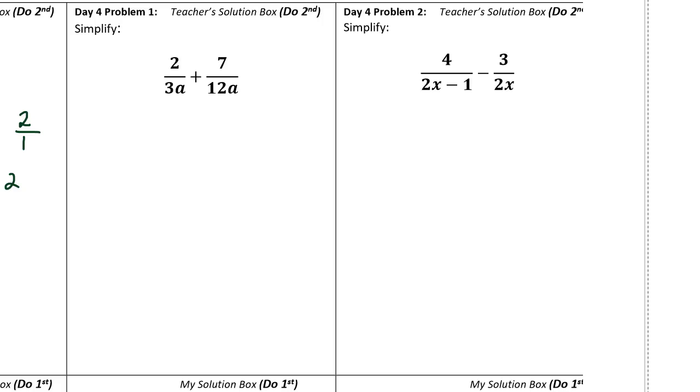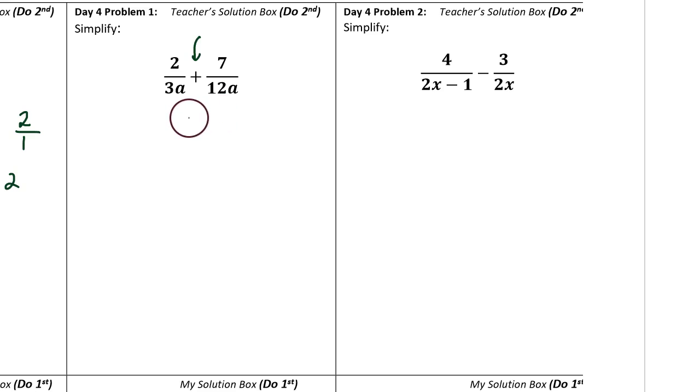Here's the answer for day 4, problem 1. Simplify this expression. Here we have an adding problem, and what we are adding are fractions. What we know about adding fractions is that we have to have common denominators. Once we have the same denominator, then adding the fractions is easy. You add the top numbers together and put it over that common denominator.